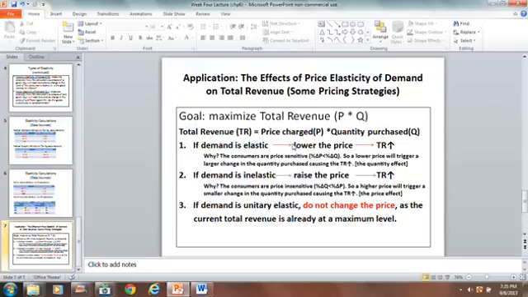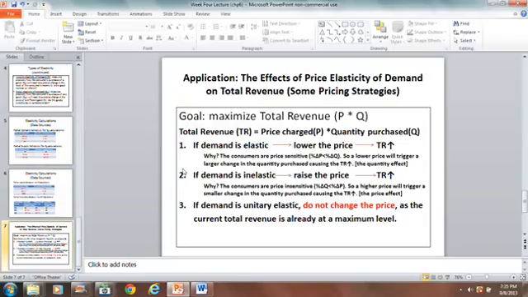So for elastic demand, the percentage change in quantity is greater than the percentage change in price. So if you lower the price a little, the quantity will respond by increasing by a larger amount. And so the increase in quantity will then drive up the total revenue.